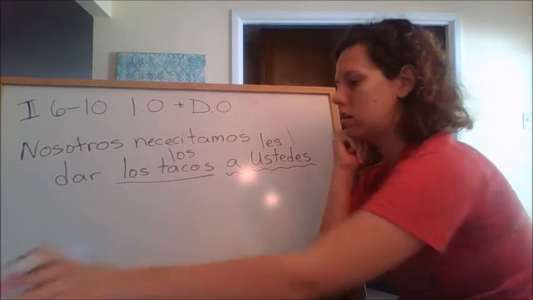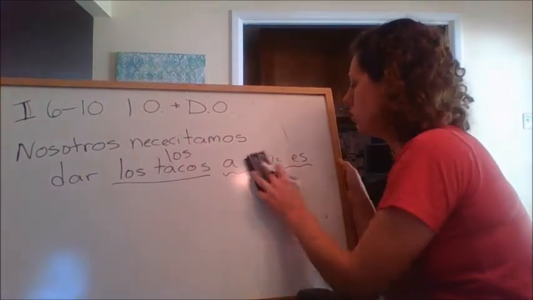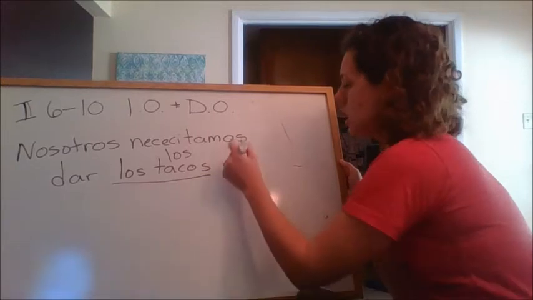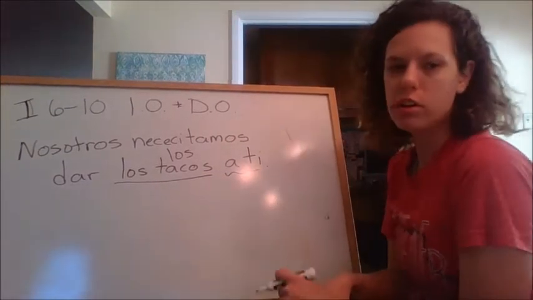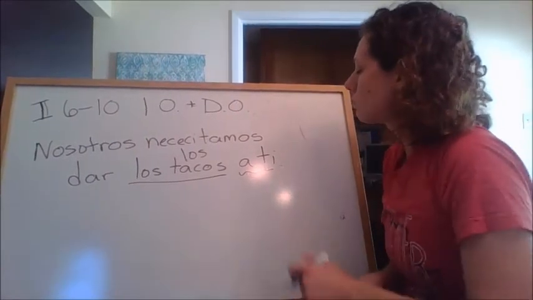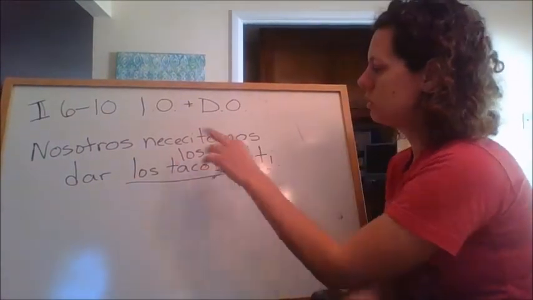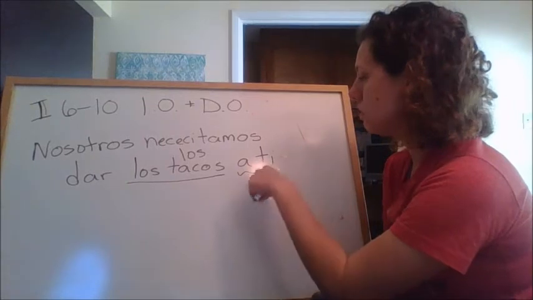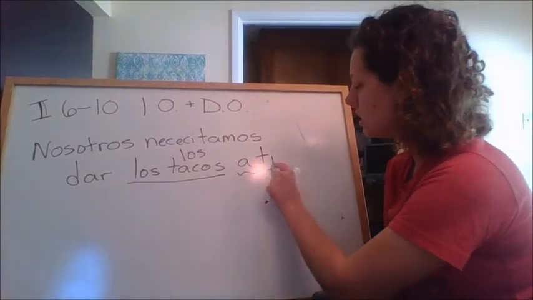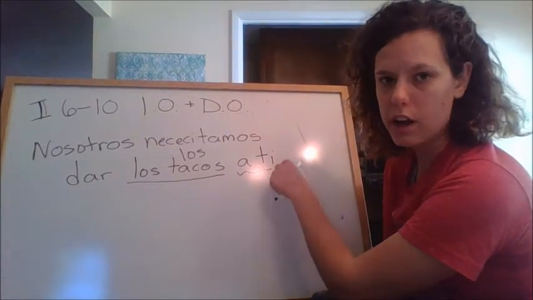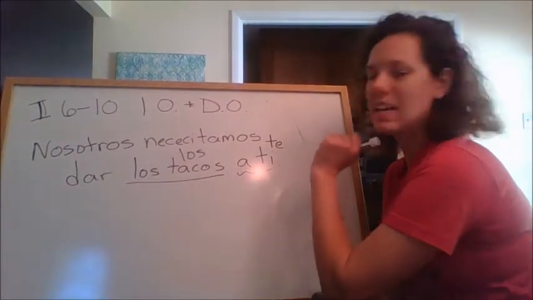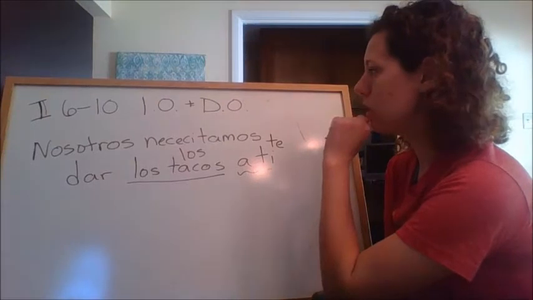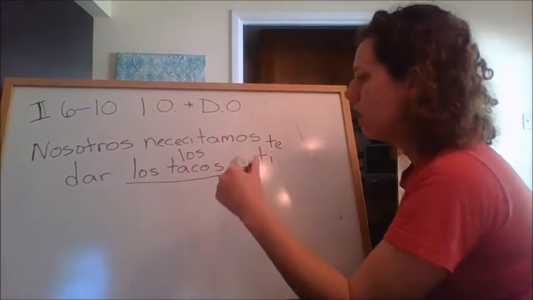Let's do a different one. All right, I changed my mind. Let's do a ti. This is the informal you. I wanted to do a different thing. So nosotros necesitamos dar los tacos a ti. That means to you. So this is the informal. All right, this is the informal you, which means that my indirect object is going to be te. Indirect for informal you is te.